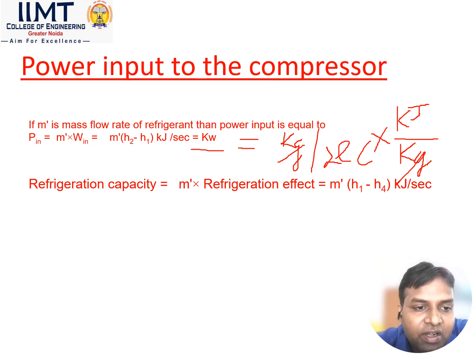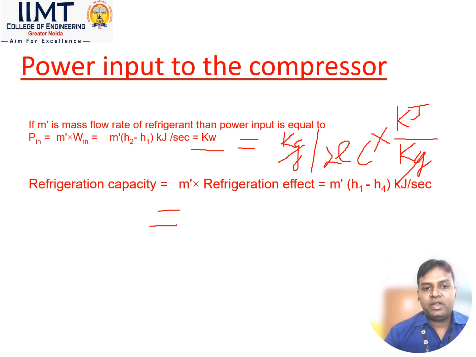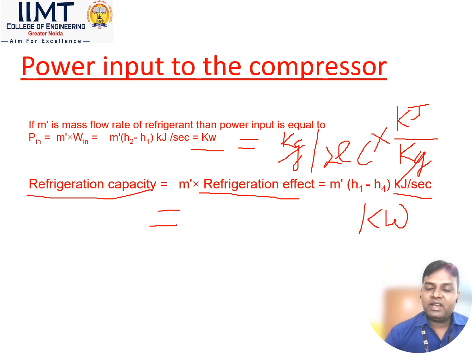Similarly, you can find the refrigeration capacity, by multiplying the mass flow rate with the refrigeration effect. We take m dot as the mass flow rate of refrigerant, multiplied by the refrigeration effect, which is m dot multiplied by H1 minus H4. This becomes kilojoule per second, which is kilowatt basically. If we write the refrigeration effect in kilowatt, then we call it the refrigeration capacity. And if we write it in the enthalpy form, in kilojoule per kg, that is called the refrigeration effect.